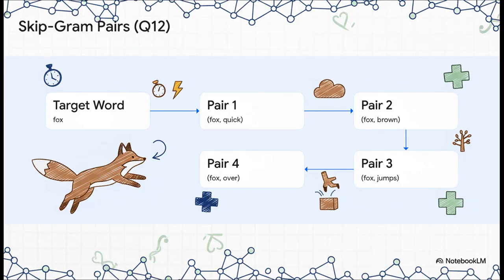So let's see how this actually works, because this is exactly the kind of thing you might have to do on the exam. If our target word is fox and we set a window size of 3, the model goes through and creates these training pairs. It learns by getting better and better at predicting that words like quick, brown, jumps, and over are very likely to be neighbors of the word fox. That's how it builds that semantic understanding.